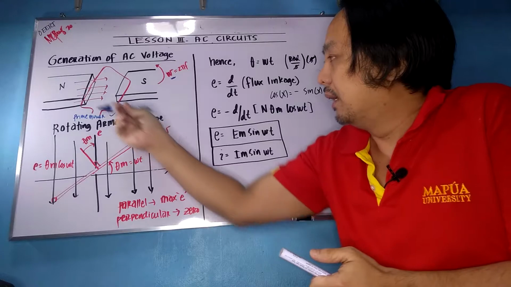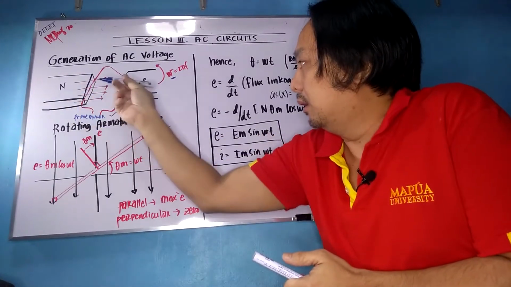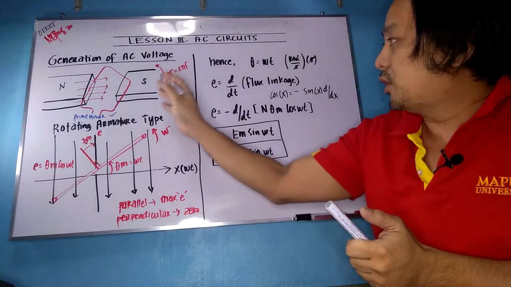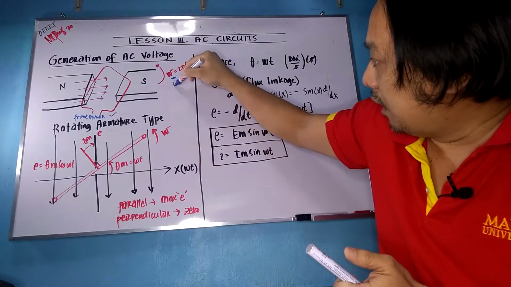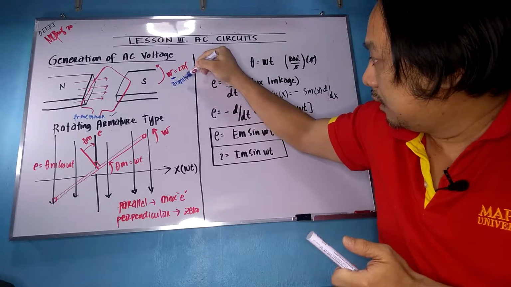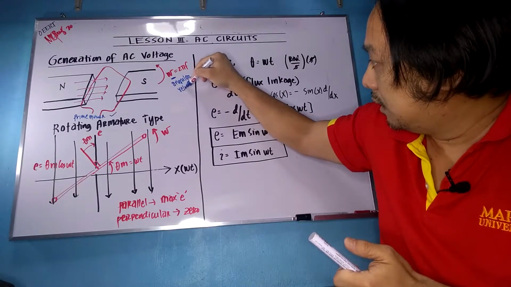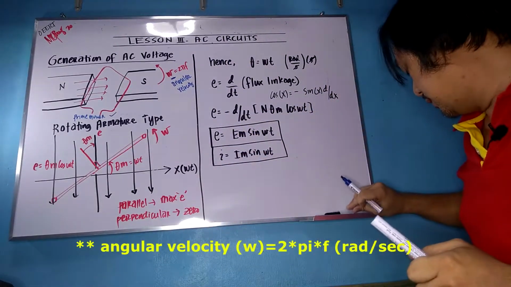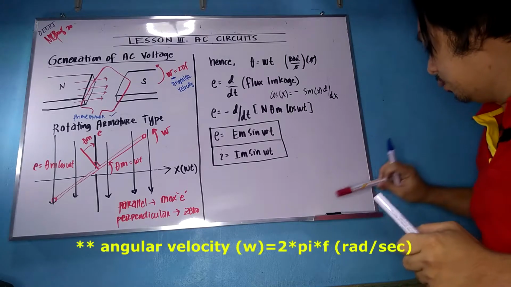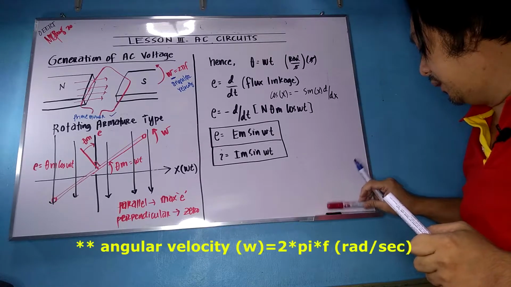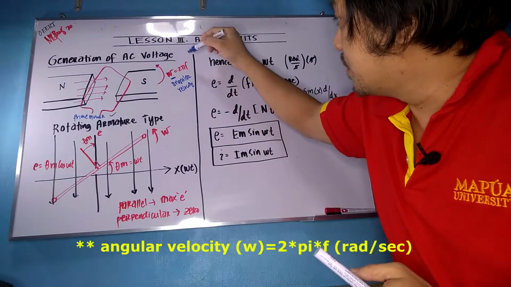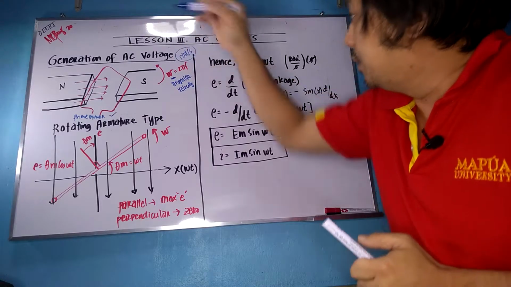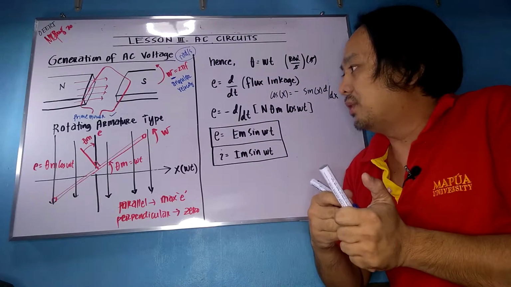Please take note that the magnetic field is from left to right, which is opposite to the speed, or the angular velocity. The angular velocity is 2 pi f. When you say f, that is the frequency in cycles per second, but the unit of the angular velocity is radian per second.